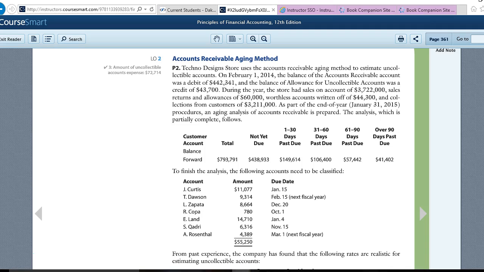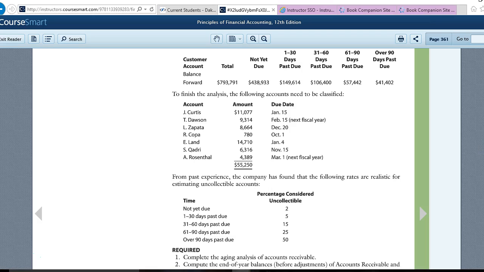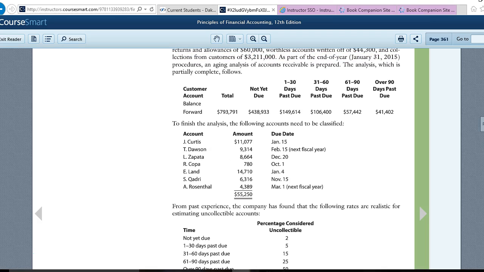So this is similar to what we did in a previous example, where it gives us our total receivables, that portion that's not yet due, the amount that's 1 to 30 days old, 31 to 60 days old, 61 to 90 days old, and those over 90 days old. To finish the analysis, the following accounts need to be classified. From past experience, the company has found that the following rates are realistic for estimating uncollectible accounts. So, we know we're going to have to create that chart to figure out how much gets put into each area.